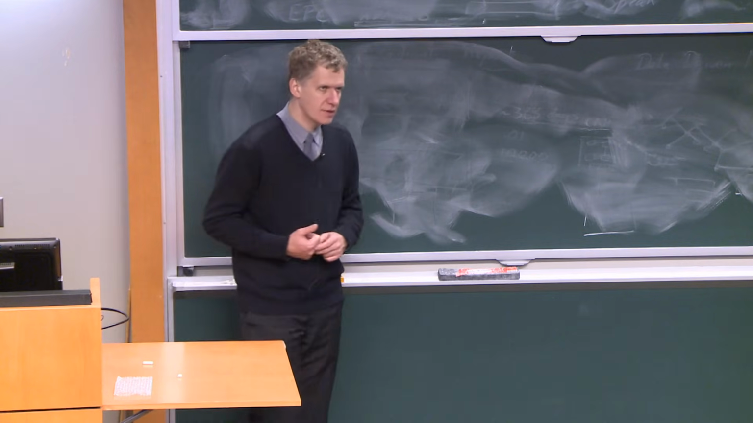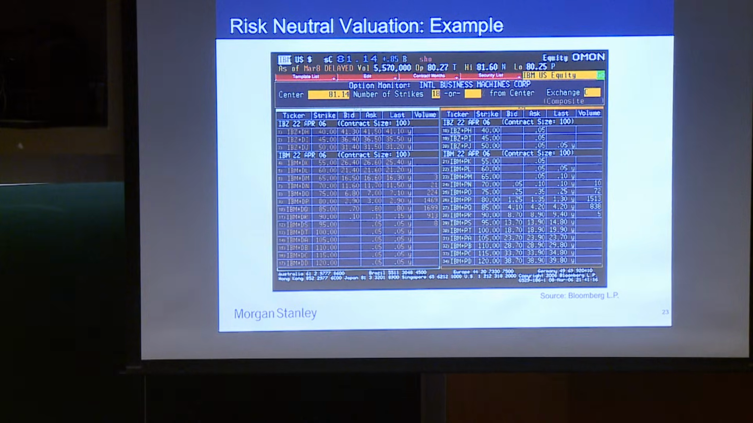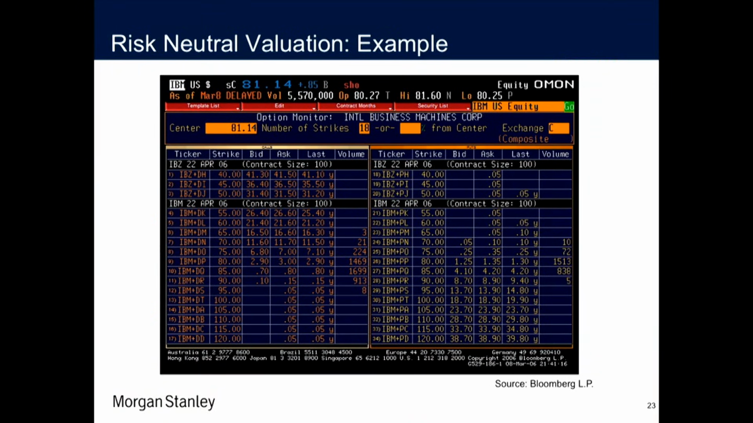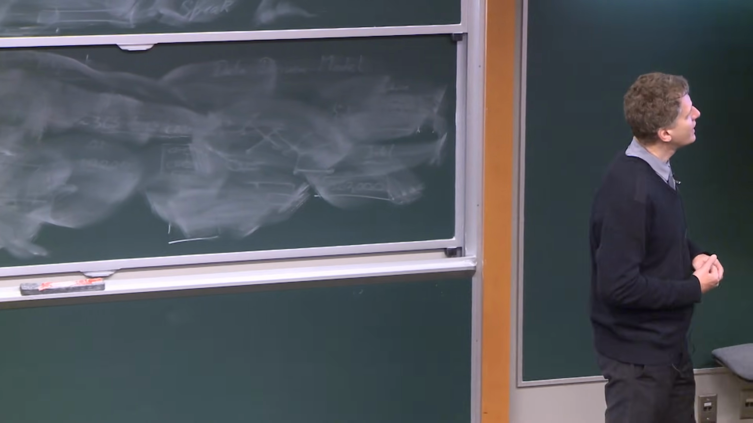Now, since we have plenty of time, I would like to give an example of how the idea of a replicating portfolio works. I'll give a couple more examples. So here is a Bloomberg screen for call options on IBM stock. It was actually taken a few years ago.